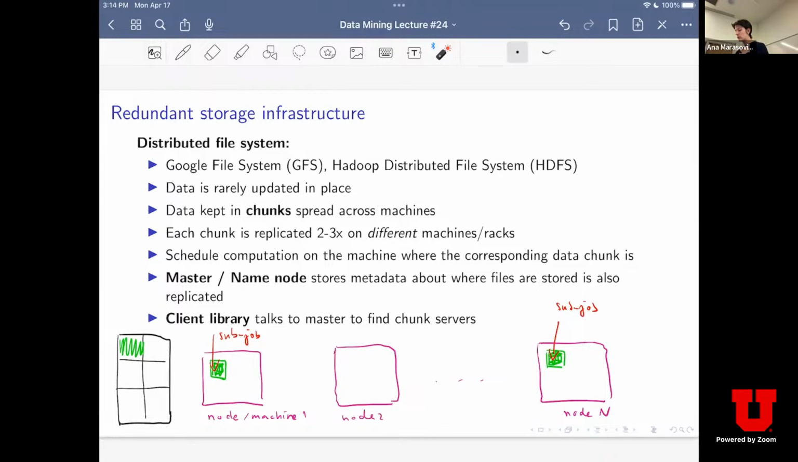And when we talk about a distributed file system, you also need to know about two more things. That's the master or name node. That's a node that stores metadata about where files are stored and replicated. So that's an important thing. And there is something called a client library that talks to this master node to find chunk servers. So this master node will also be replicated a couple of times. Okay, and that's basically all about the distributed file system. I think it's pretty intuitive what it is.